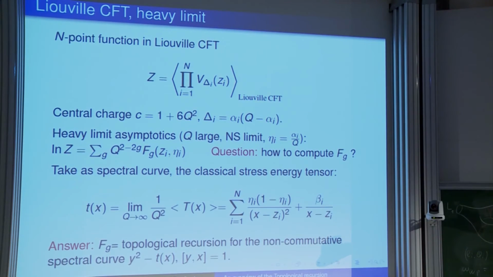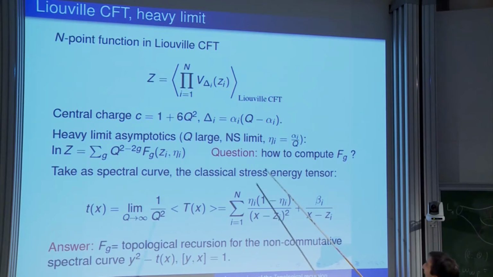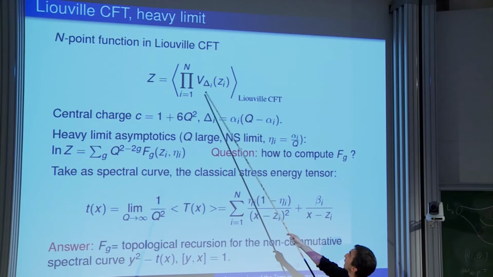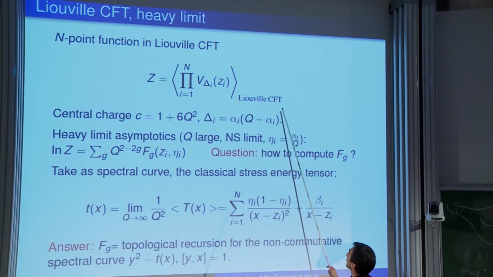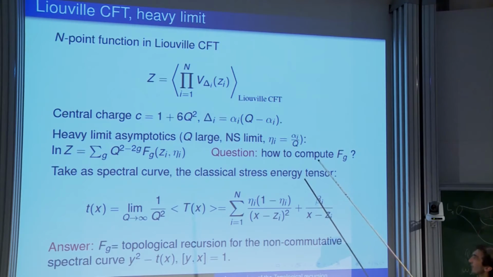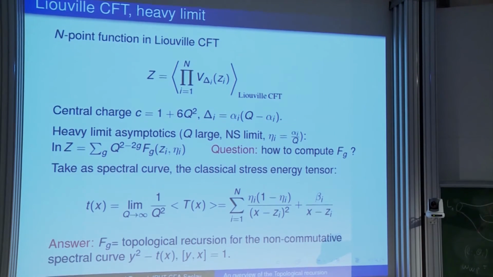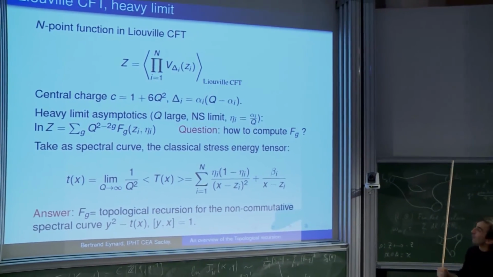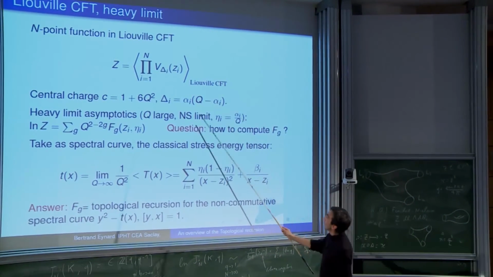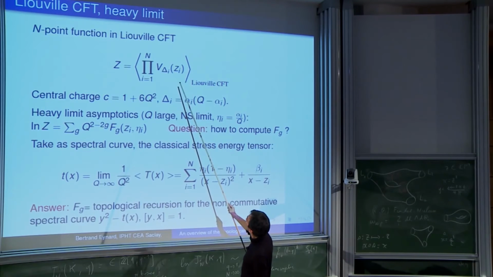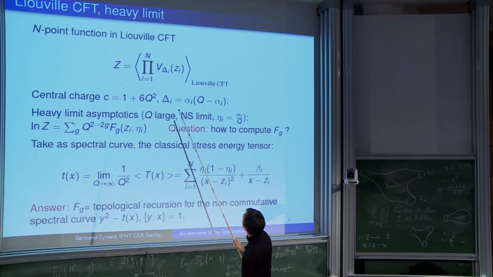It says that the correlation functions of some operators in Liouville conformal field theory, I don't want to explain what this really means, are very closely related to what's called Nekrasov partition functions and all that. So one thing is, can you compute them? In particular, can you compute them in a certain limit?